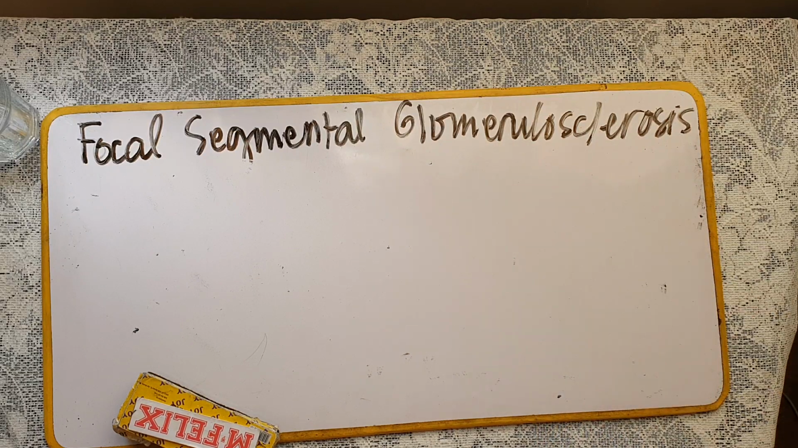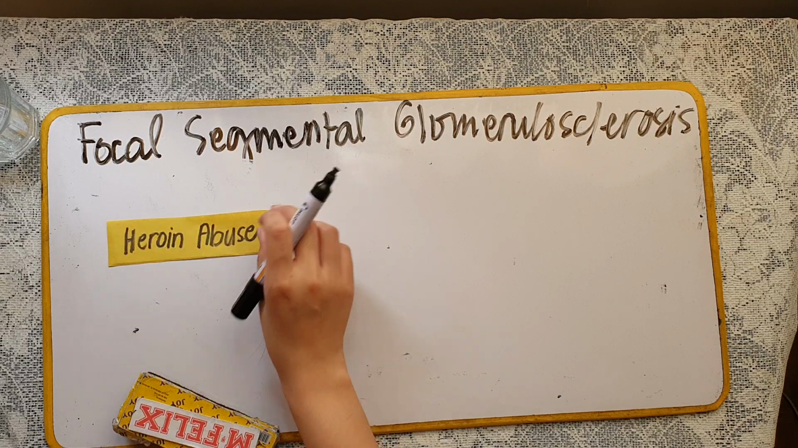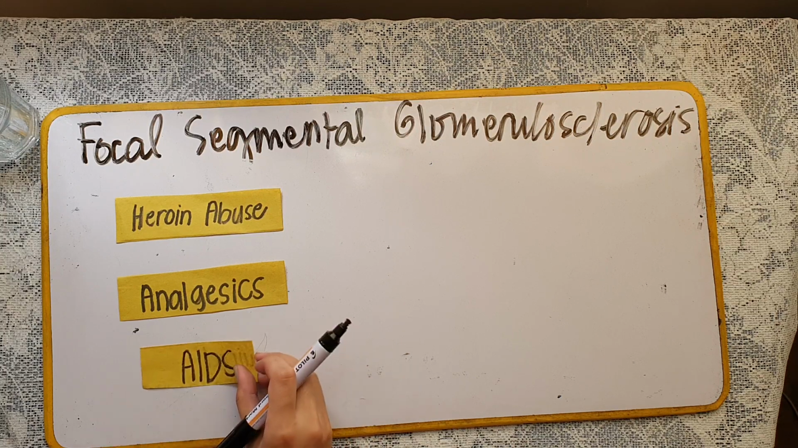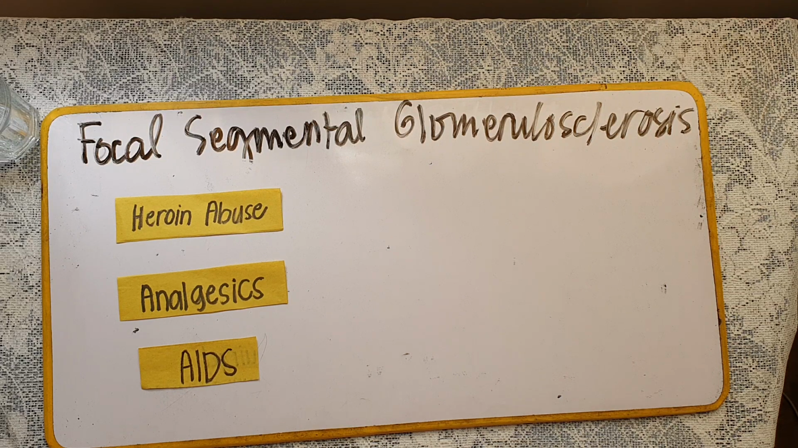Now, your focal segmental glomerulosclerosis is often associated with drug abuse, specifically heroin and analgesics, and it is often associated with acquired immunodeficiency syndrome.